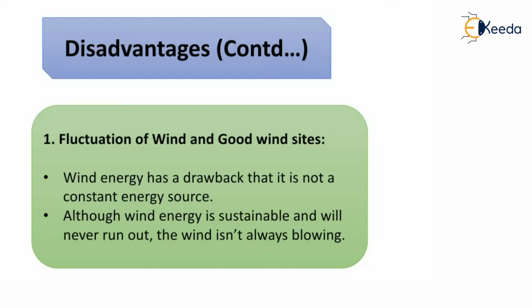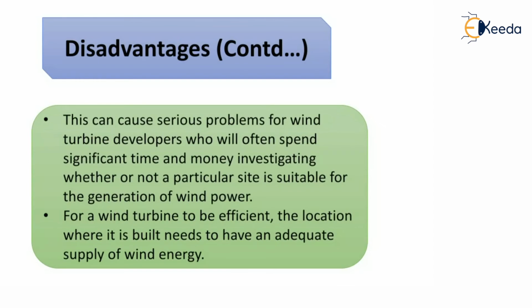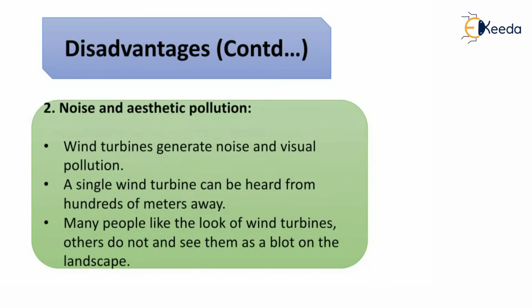Disadvantages: fluctuation of wind and good wind sites. This is a drawback as it is not constant and the wind fluctuates throughout the day or month. This can cause serious problems for the wind turbine developers, who will often spend significant time and money investigating whether the site is suitable or not.